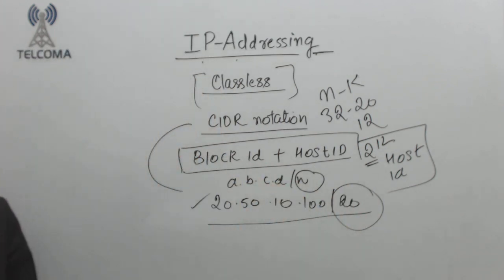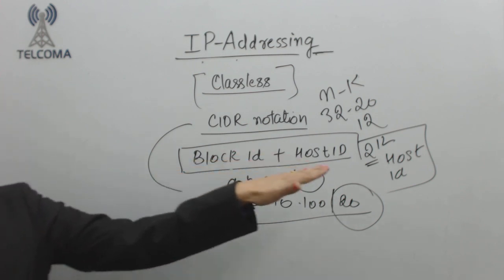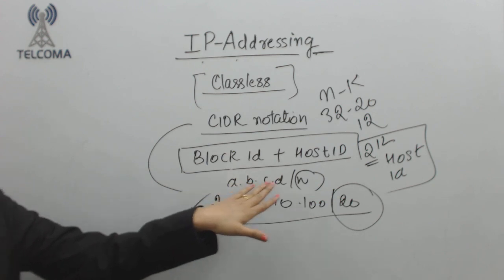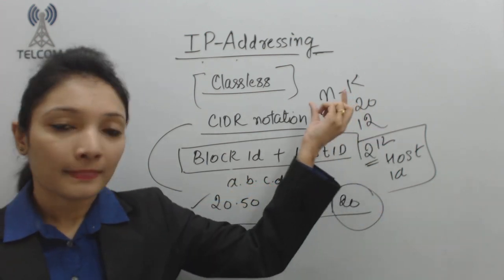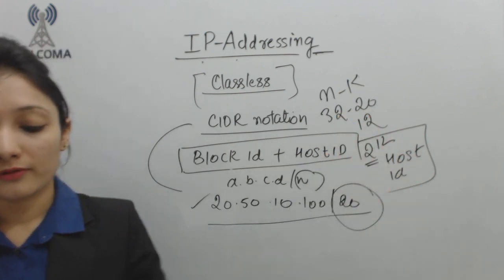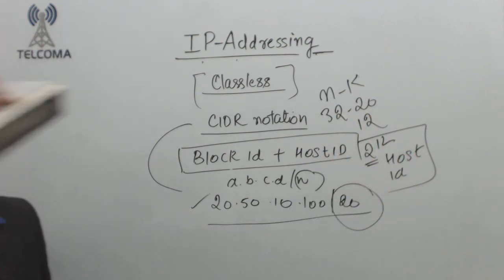So this is how the division is made in your classless addressing scheme. We don't have the concept of classes, we just have the block and the host ID. So this is the CIDR notation, the slash n. This is how we can identify the network, the corresponding host and the number of IP addresses.